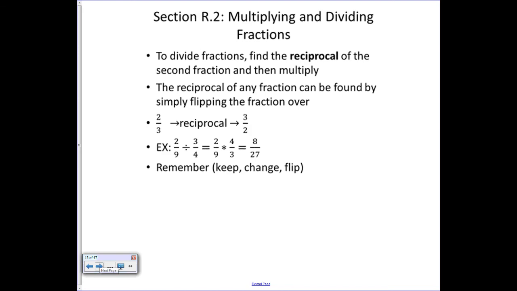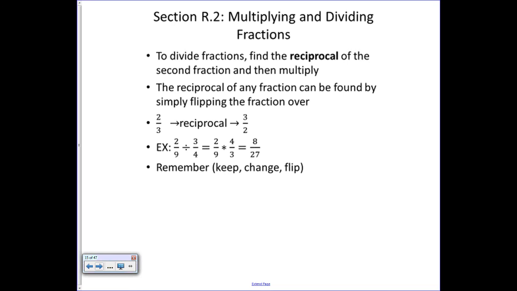So to divide fractions, we first want to find the reciprocal of the second fraction and then multiply. The reciprocal means to basically just flip the fraction over. We'll talk more about reciprocals in a few sections. The reciprocal of any fraction can be found by simply flipping the fraction over. So if you have 2/3, the reciprocal is just 3/2.